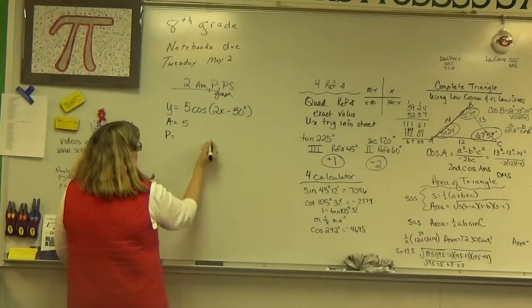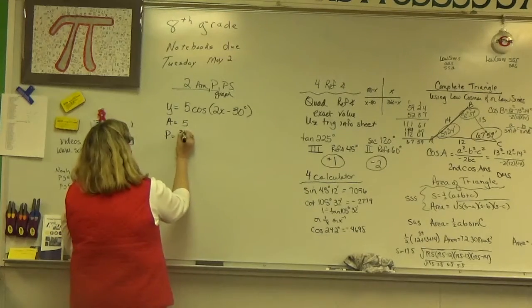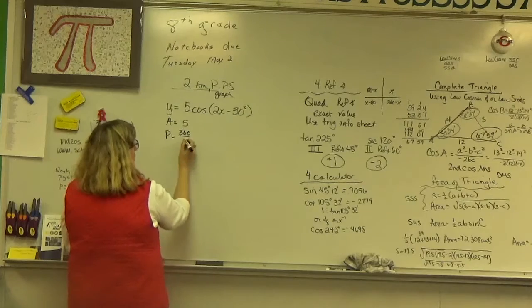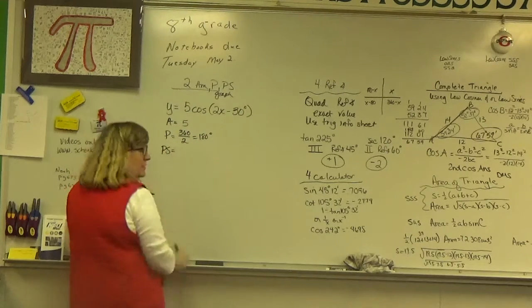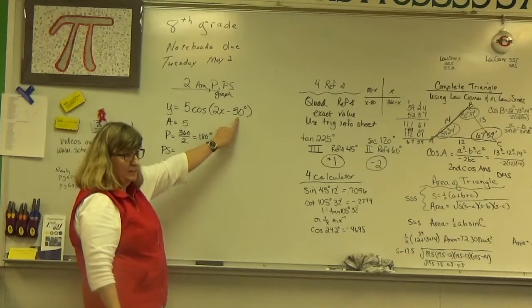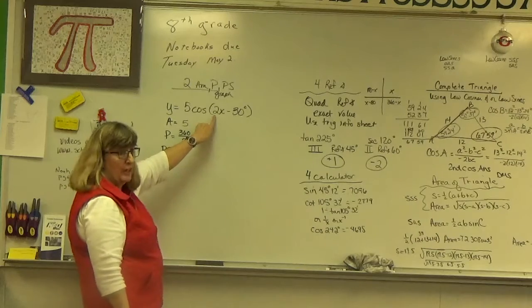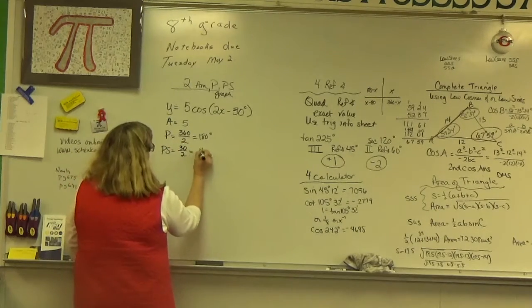Period is found by taking, look on your information sheet there, 360 divided by the coefficient of the angle, which is 2. Phase shift is the negative c over k. That means you change the sign of this and you divide by the coefficient of the angle. So 30 divided by 2 is 15 degrees.